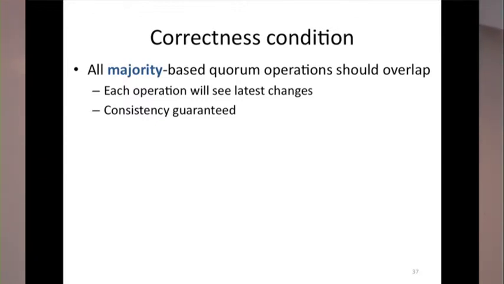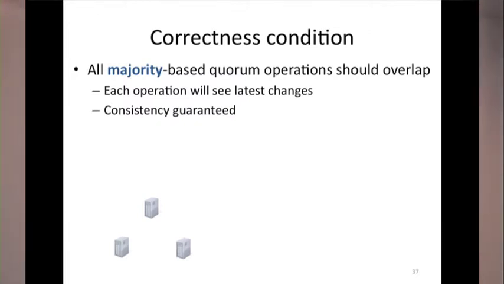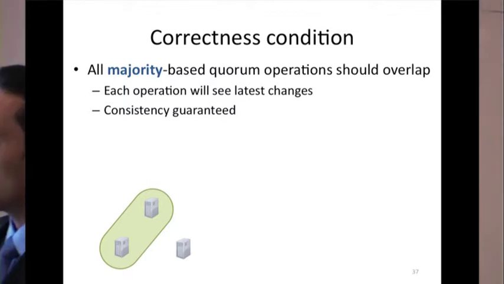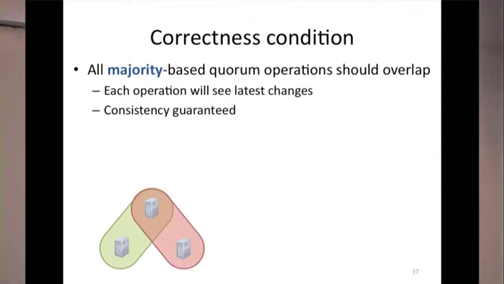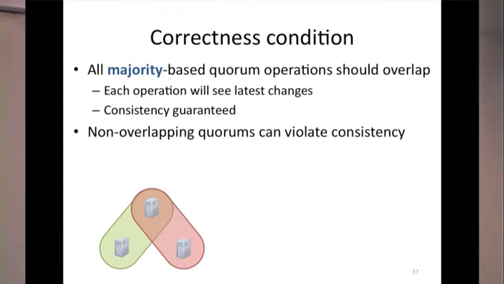For consistency to be achieved, it's important that all the operations overlap on the nodes that they are performing on. So when you pick quorums, they should always overlap. For example, if you have 3 replicas, a majority out of 3 means 2 nodes. So a quorum consists of 2 nodes. Let's say an operation goes and updates these 2 nodes. Now, if you take any other quorum, it is always going to overlap with at least one of those nodes, right? So this guarantees that you will always see what other operations are doing to the system. If you have non-overlapping quorums, that's when you will violate consistency.